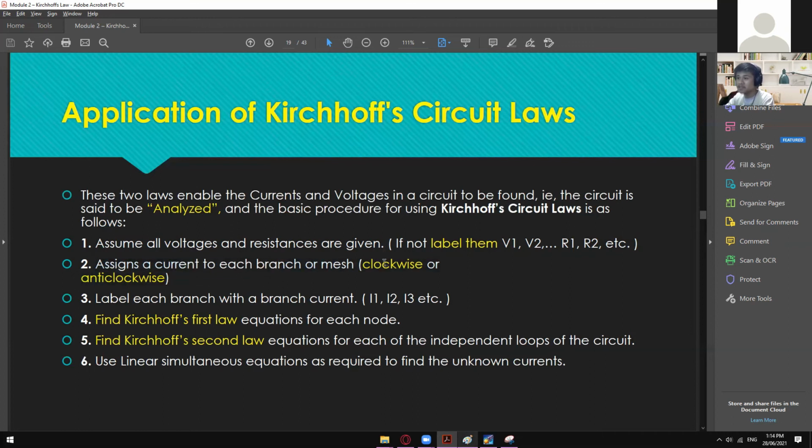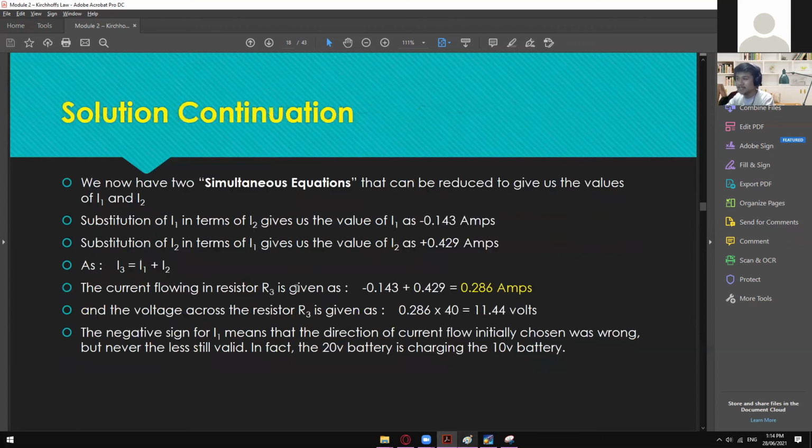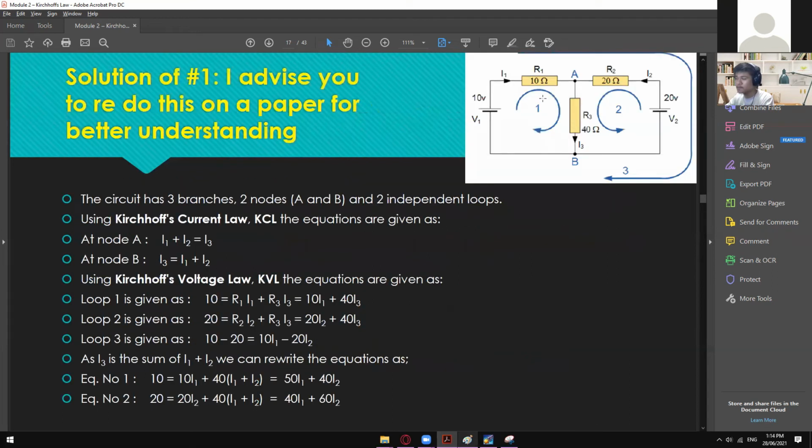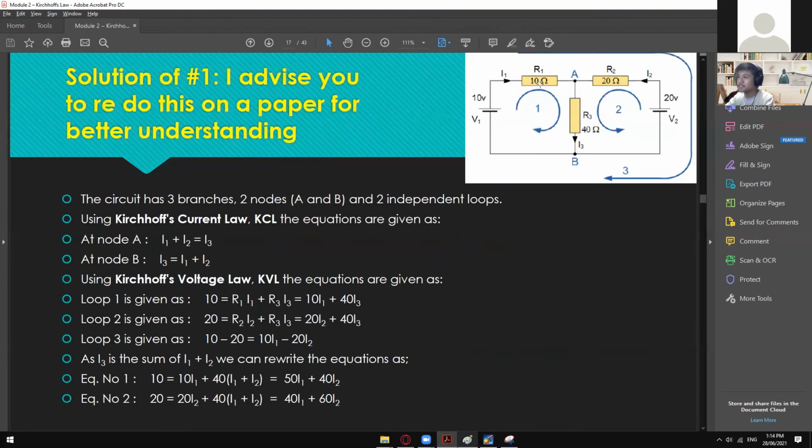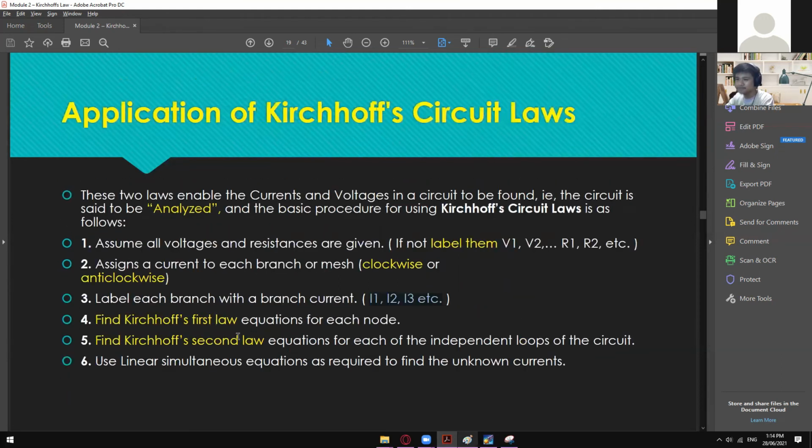Okay, but in here, it's also already given, the clockwise or the anti-clockwise. So step one and number two is already done. And then step number three, label each branch with a branch current. In here, it's also done, which is the I1, I2, and I3. So they are already labeled.